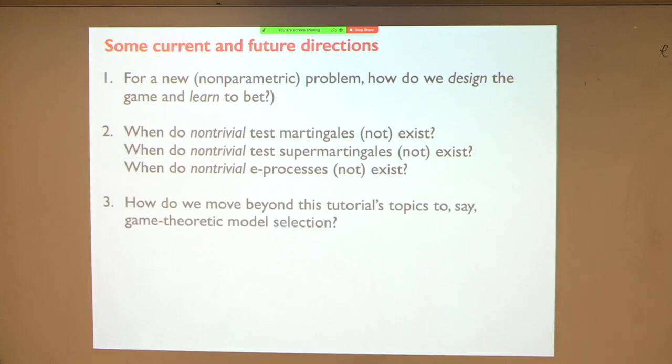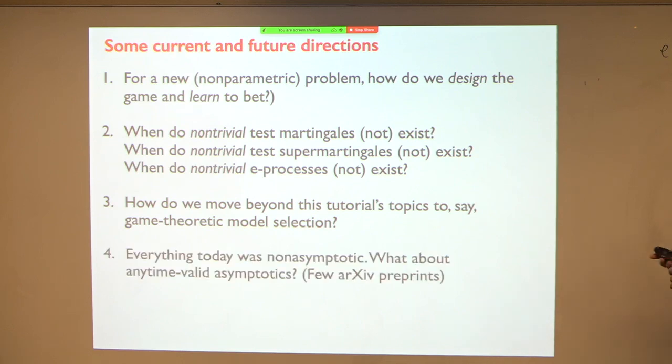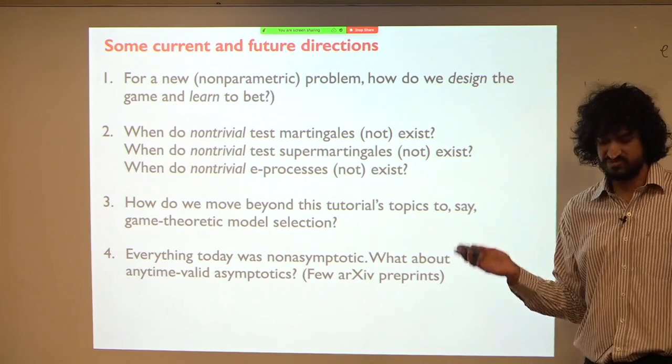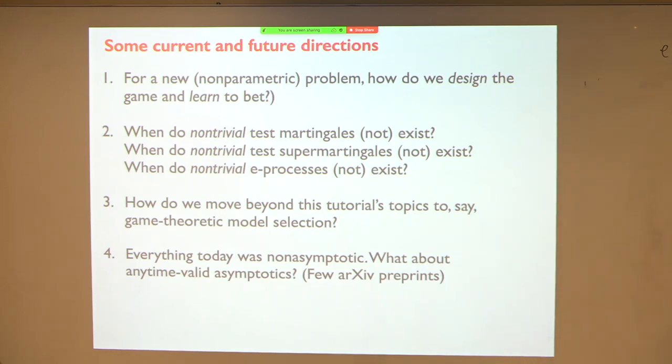How do we go beyond this tutorial's topics to, say, game theoretic model selection? Okay, so I have some ideas. We have some preliminary work on it, but I don't have anything systematic. It would be nice to see something systematic, systematic meaning really a general reduction kind of thing.